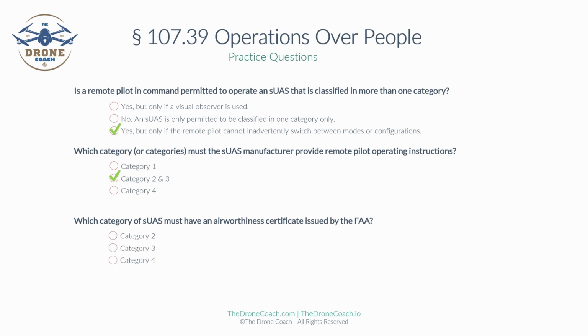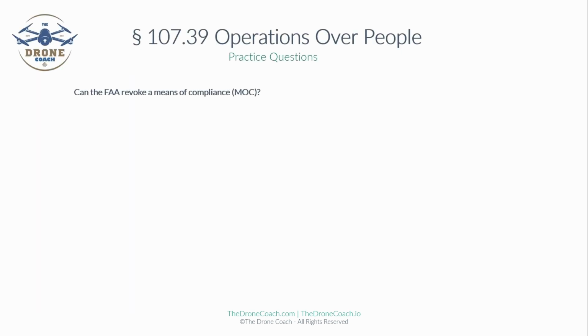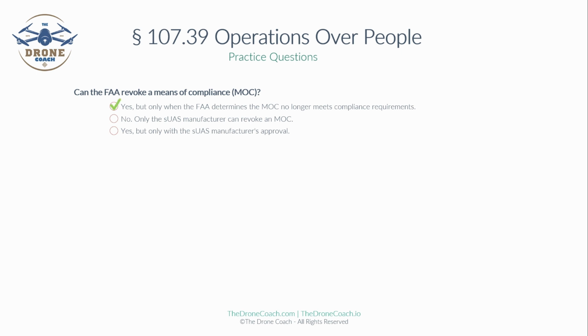Which category of drones must have an airworthiness certificate issued by the FAA? And that would be Category 4, the larger drones. Can the FAA revoke a means of compliance? Yes, but only when the FAA determines the MOC no longer meets compliance requirements.